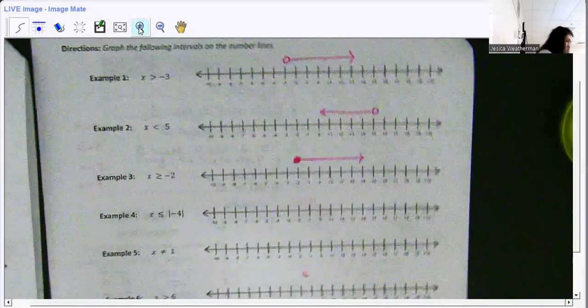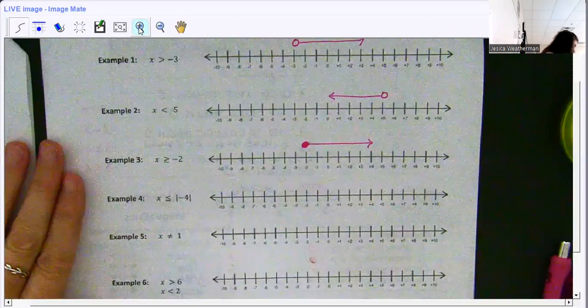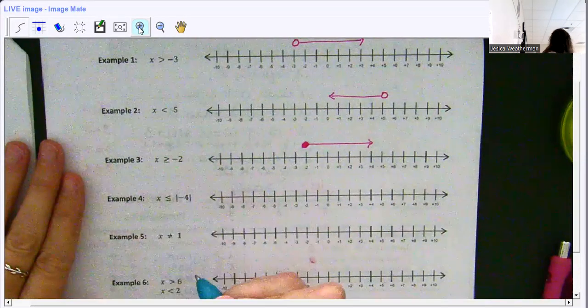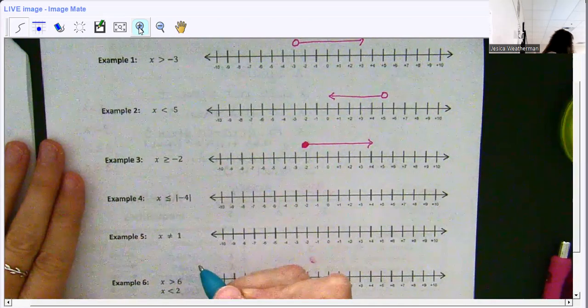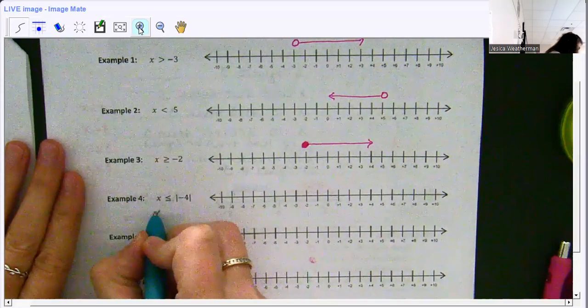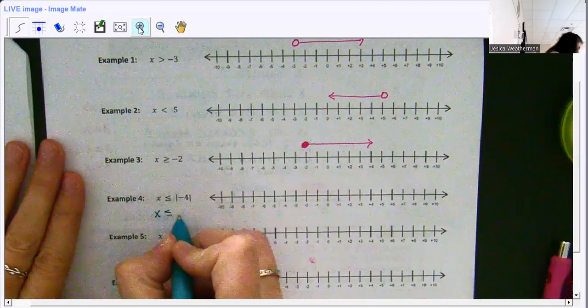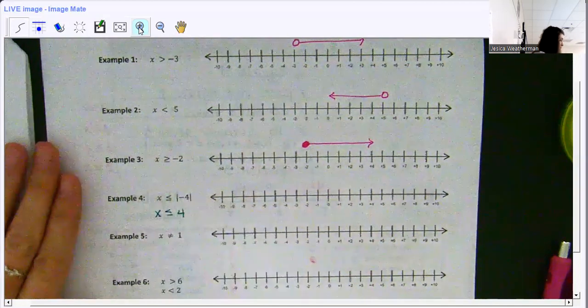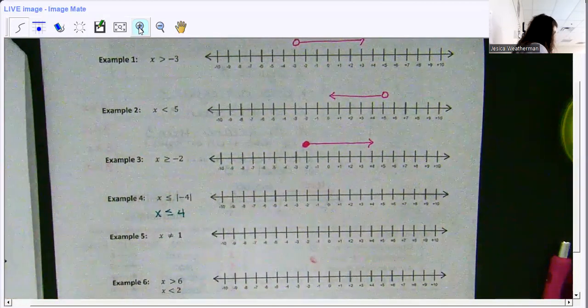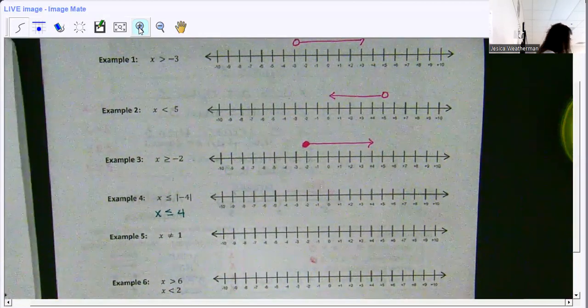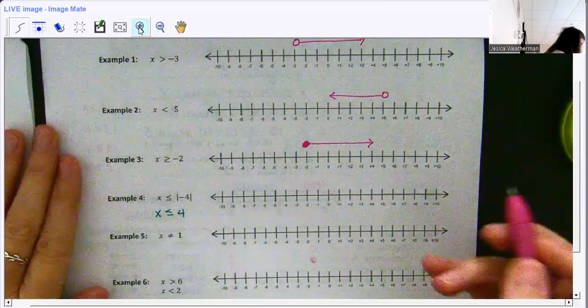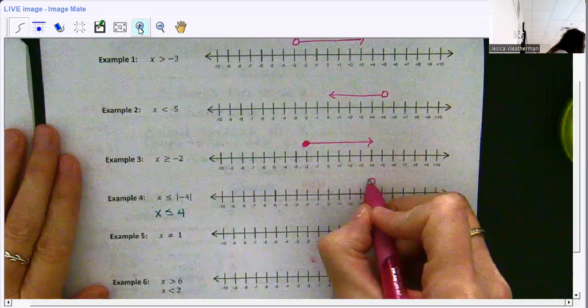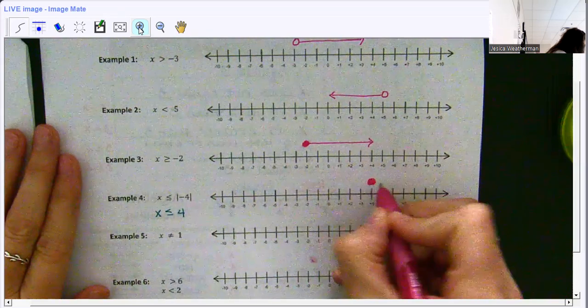Okay, look at number 4. That one's a little bit different. What is the absolute value of -4? 4. So really what we're graphing is X is less than or equal to 4. Okay, so go ahead and graph that. And then check your answer when you're done.